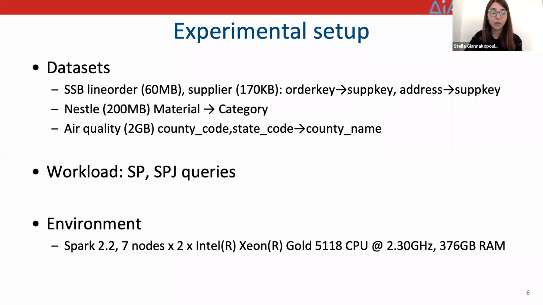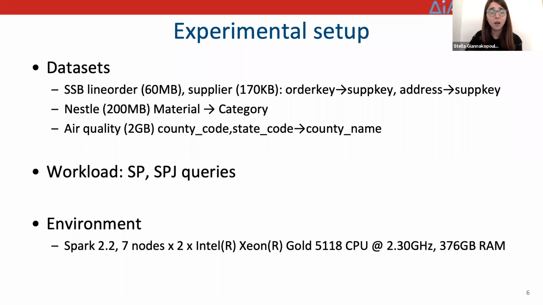So to evaluate our system, we use three datasets, one synthetic and two real-world datasets. For the synthetic dataset, we use the star schema benchmark, and specifically the line order and the supplier datasets. And we do this in order to stress the performance of our system. And then we use the Nestlé dataset and the dataset with air quality measurements in order to simulate real-world exploratory scenarios. So our workload consists of select project join queries, and combinations of them.